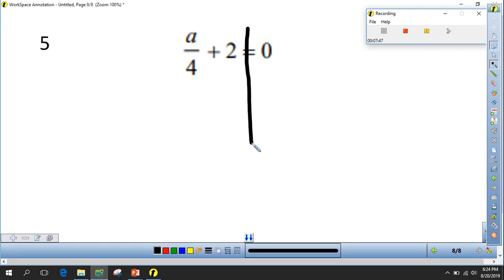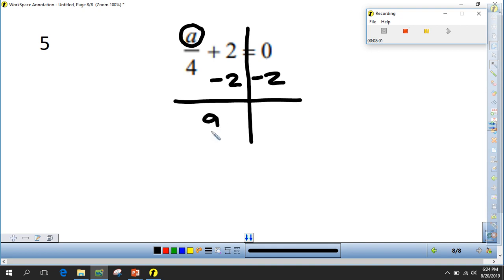Draw my line through my equal sign. I want to get this a all by itself. It's attached there to that 4, so we're going to deal in layers. We're going to get rid of this +2 first. So to do that, I'm going to subtract 2. If I do it to one side, I have to do it to the other. A over 4 is equal to, that 2 minus 2 went away. 0 minus 2 is -2.